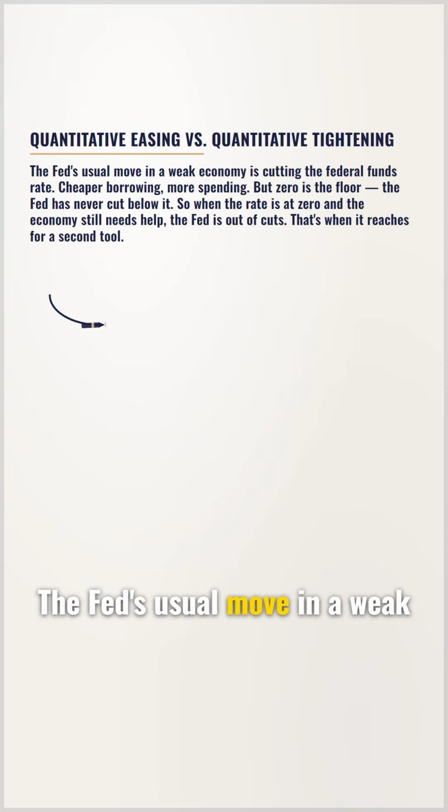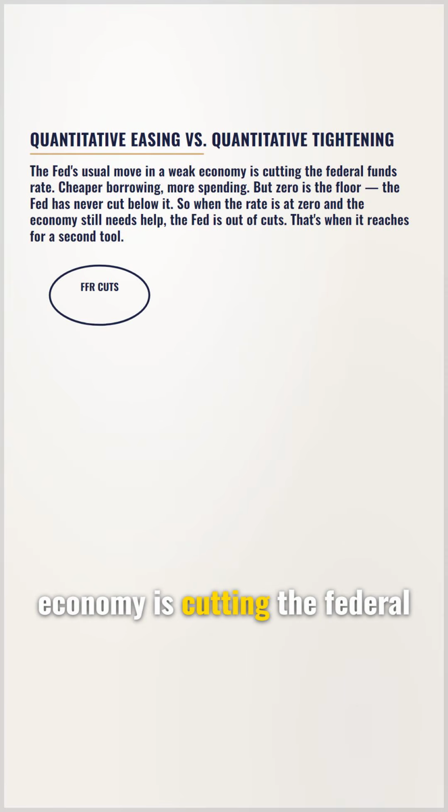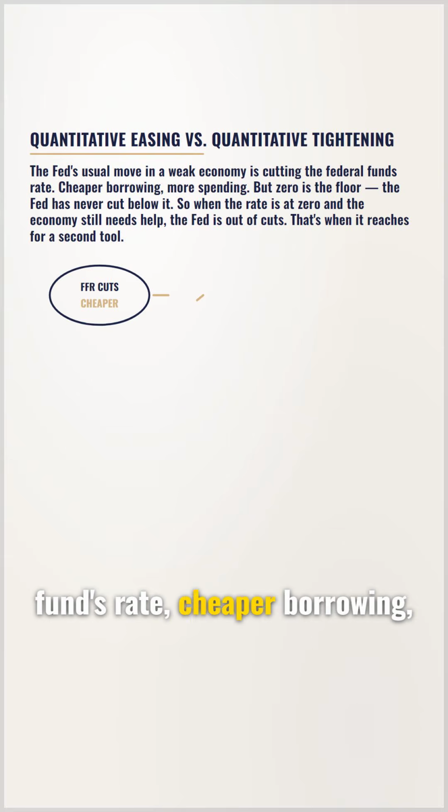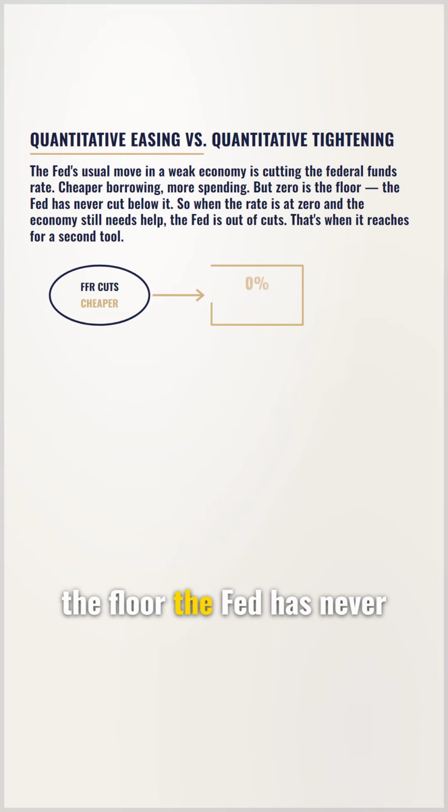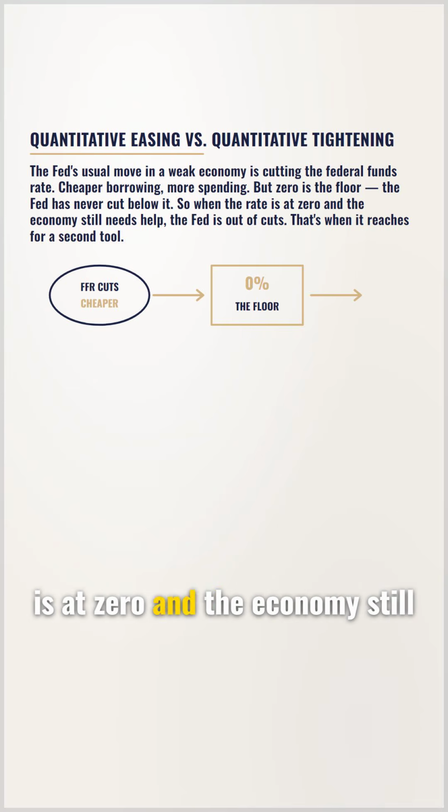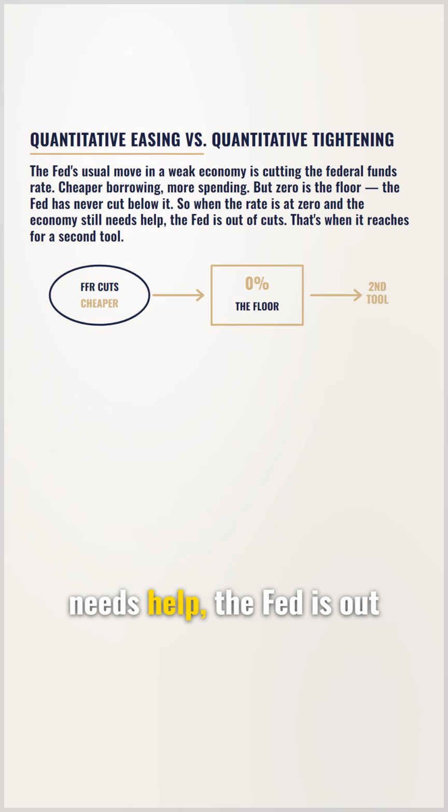The Fed's usual move in a weak economy is cutting the federal funds rate. Cheaper borrowing, more spending. But zero is the floor. The Fed has never cut below it. So when the rate is at zero and the economy still needs help, the Fed is out of cuts. That's when it reaches for a second tool.